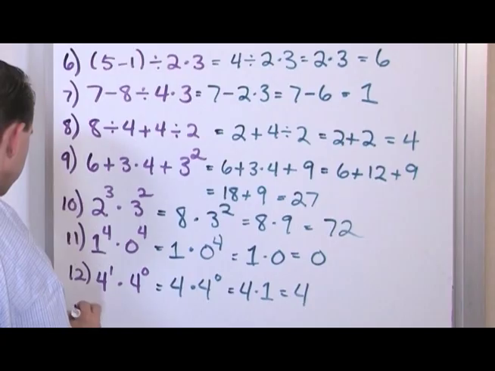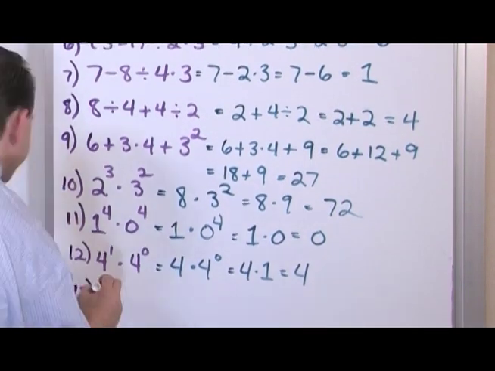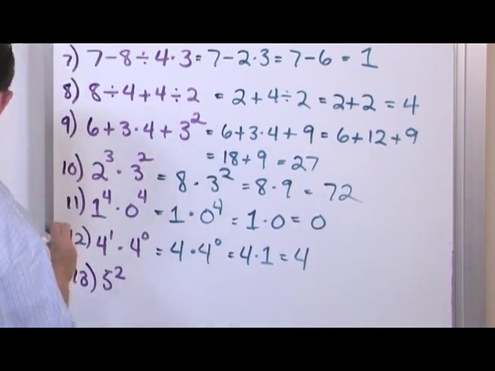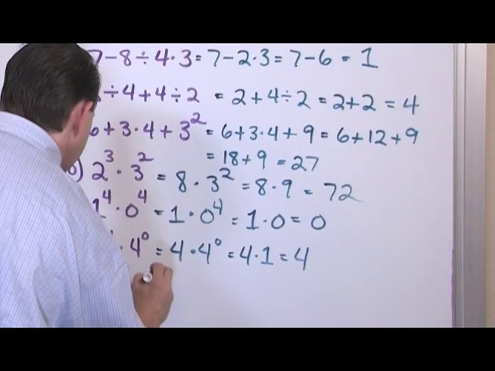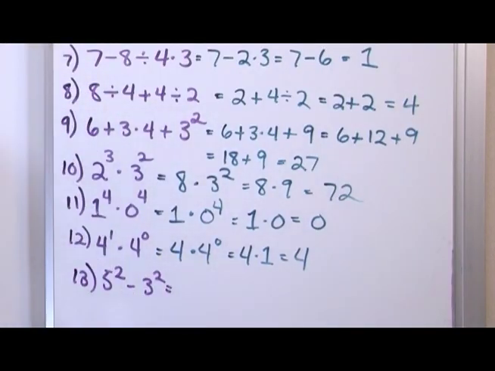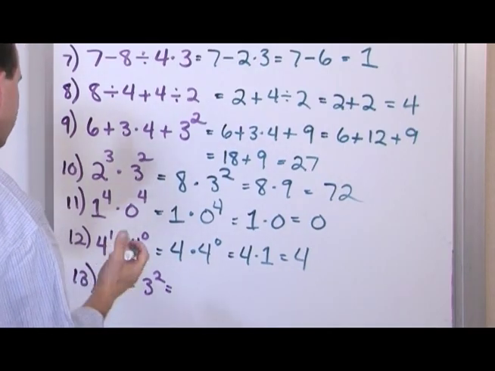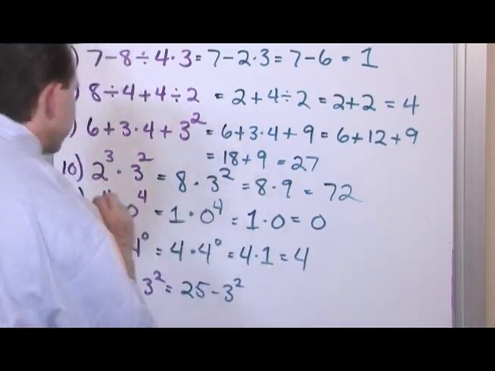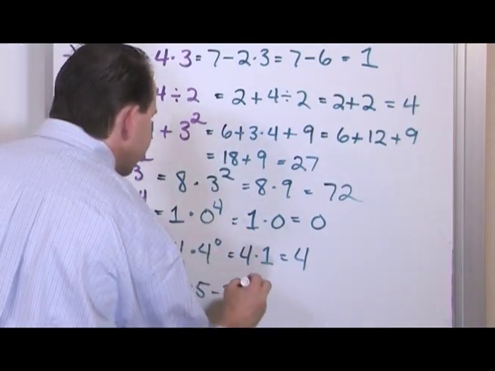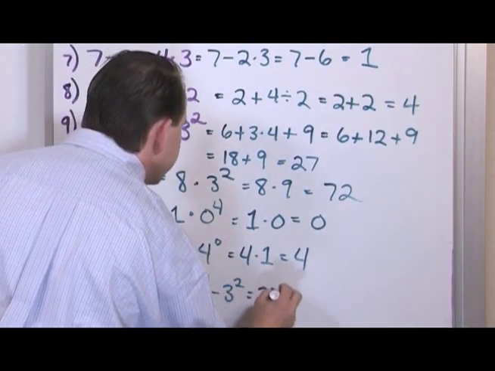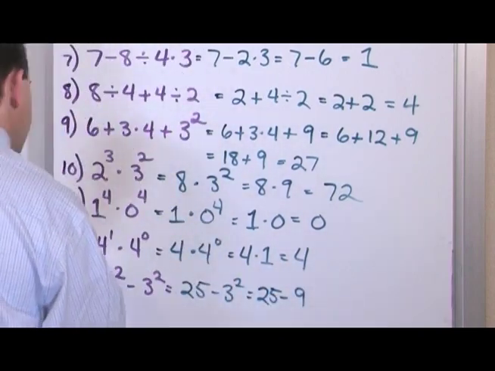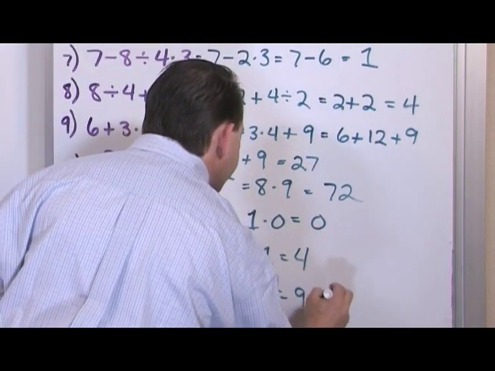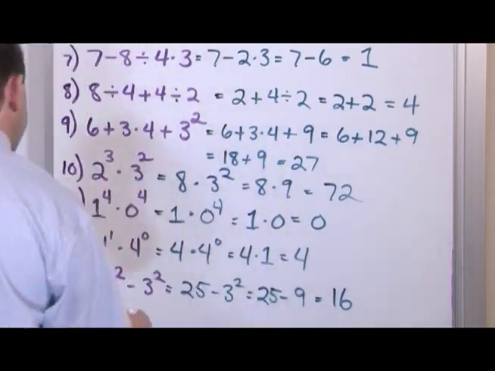13. All right, what if we have 5 squared minus 3 squared? Again, no parentheses, but we do have exponents, so we do those first. 5 squared, 5 times 5 is 25, minus, we still need to do the 3 squared. 3 squared is 3 times 3 is 9, so we have 25 minus 9, and 25 minus 9 is 16, so we just do the subtraction like that.